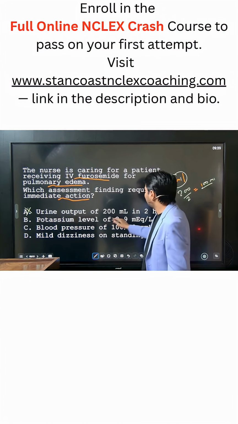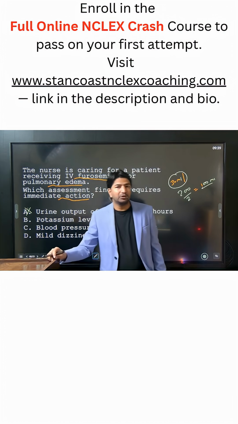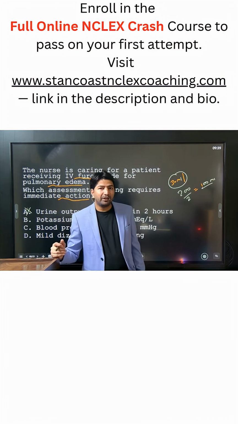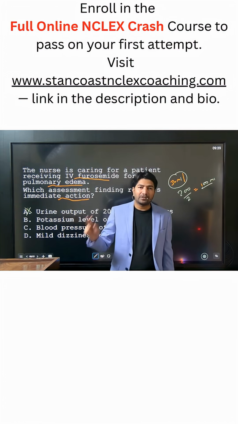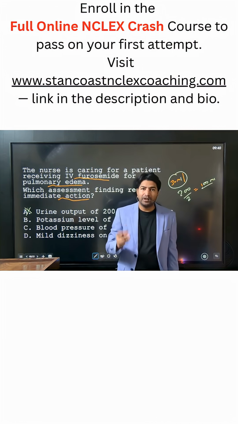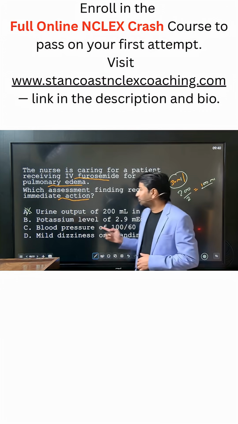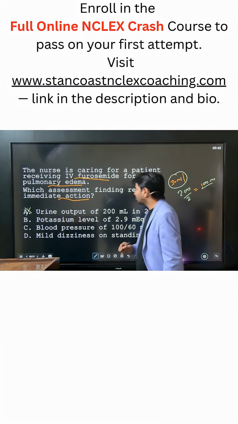A potassium level of 2.9 milliequivalents. When we give a patient furosemide, it's a loop diuretic. Because it's a loop diuretic, it flushes out potassium because it blocks the sodium, potassium, and chloride channels in the loop of Henle. By blocking them, potassium is expelled from the body, leading to hypokalemia.